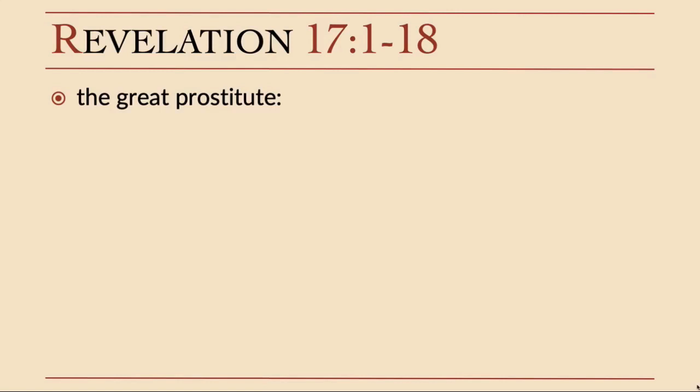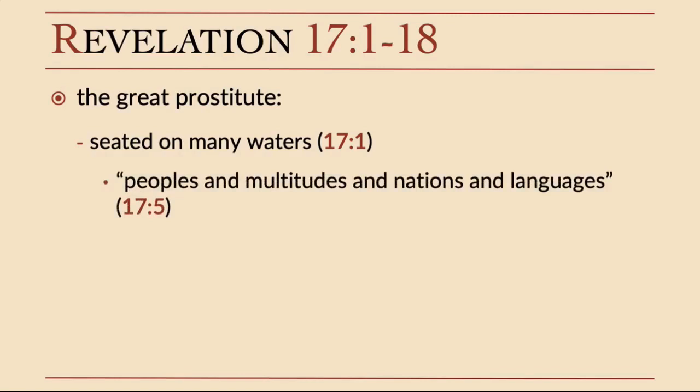So we have, first of all, the great prostitute. We are told in verse 1 of chapter 17 that she is seated on many waters. And then we're told in verse 5 that those waters are peoples and multitudes and nations and languages. So what we see here is this prostitute seated on many peoples and multitudes and nations and languages. This is somebody, something that has dominion over a large swath of humanity. And as we get to the point of understanding who the prostitute is, we'll understand how and why that is.